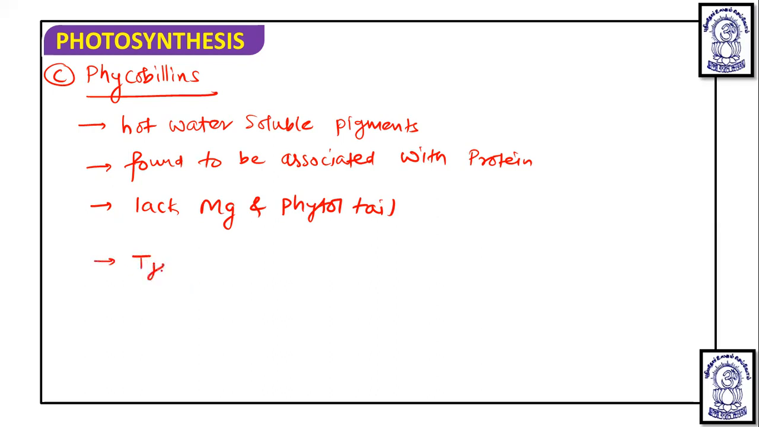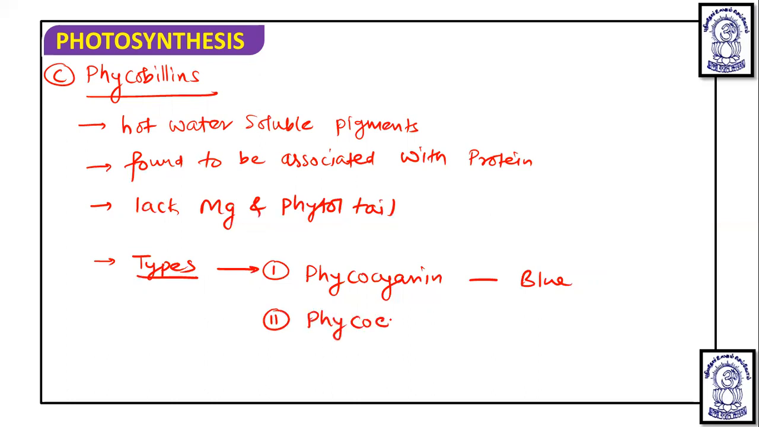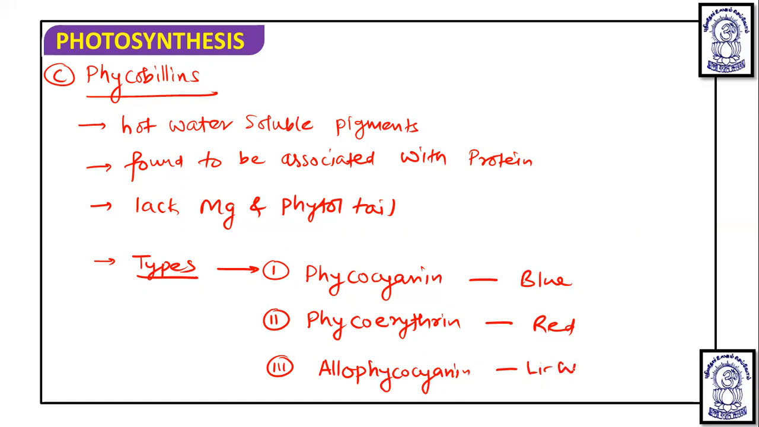And if we talk about the types of phycobilins, they are phycocyanin, which is blue in color; second, phycoerythrin, that is red in color; and third, yellow phycocyanin, that is light blue in color. So these all are the phycobilins.